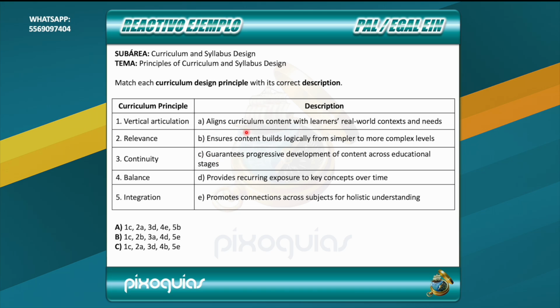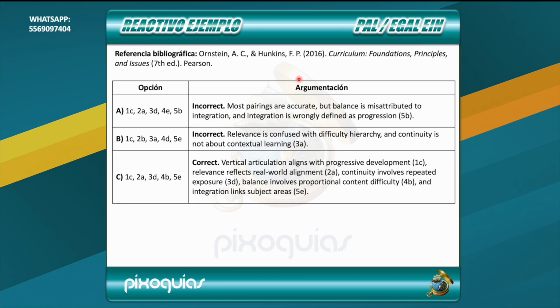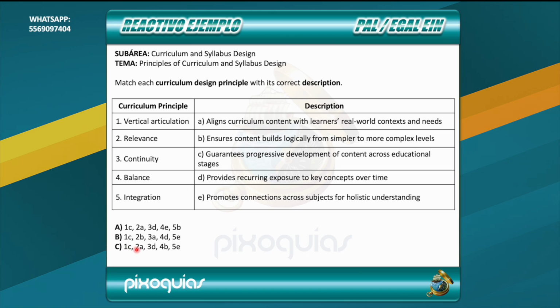Now we have this exercise from the sub-area Curriculum and Syllabus Design, and the topic is Principles of Curriculum and Syllabus Design. Match each curriculum design principle with each correct description. So, we have the correct answer, that is C, and let's check it out. We can see that 1.